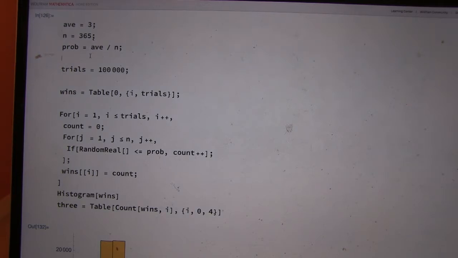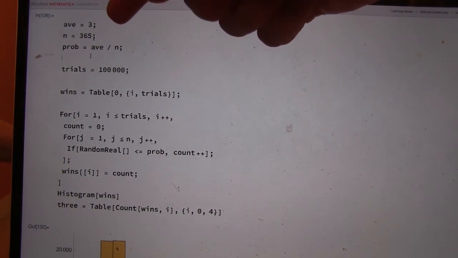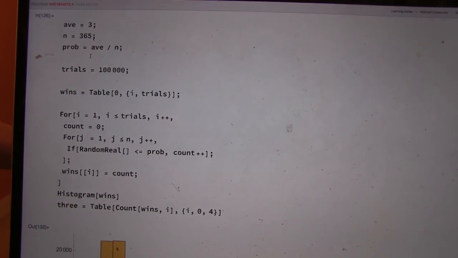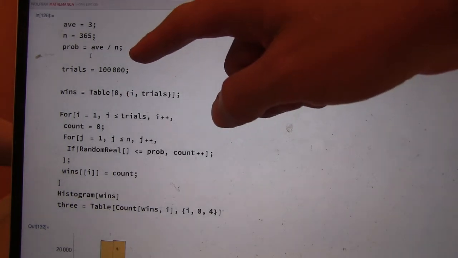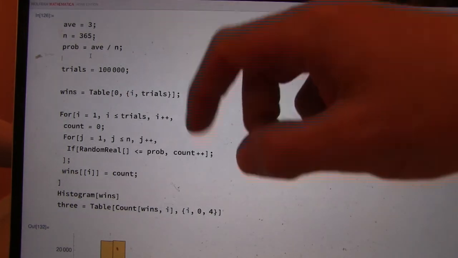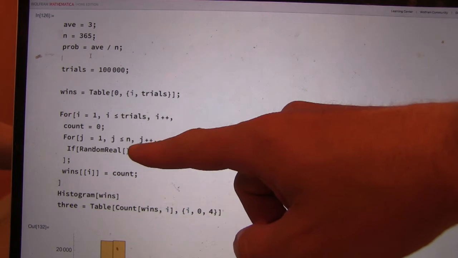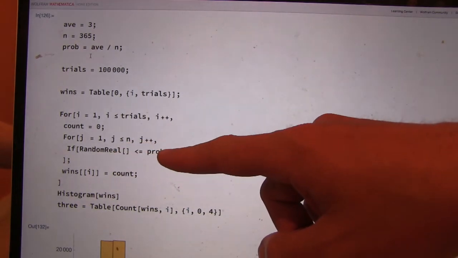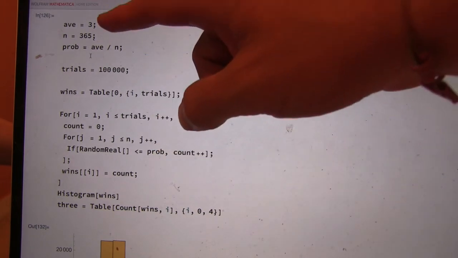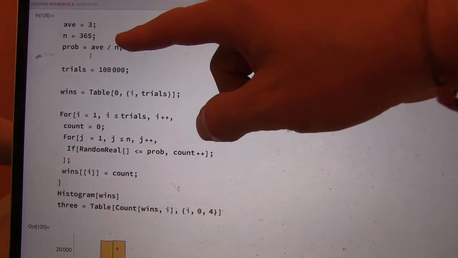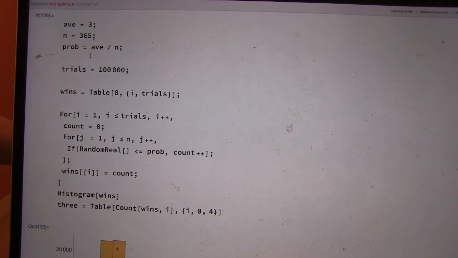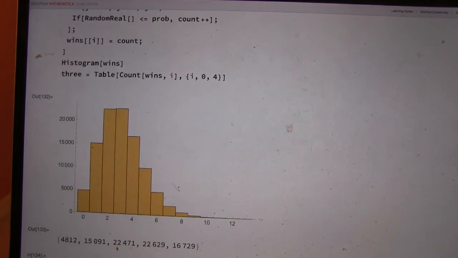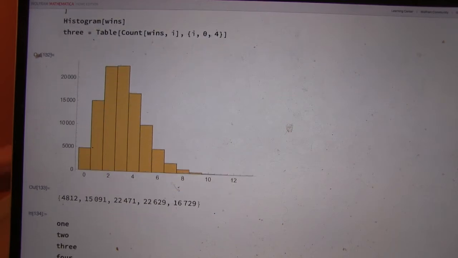Okay? All right. So the way we were looking at this last week is we were dividing the year up into 365 days, running 100,000 trials. On each day we check if a random number is less than the probability of it happening. So in this case it's the average number divided by however many intervals we're looking at. And this is what it looked like with 3.